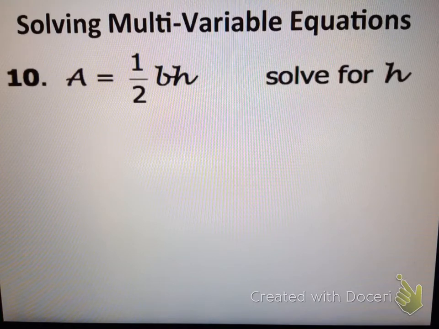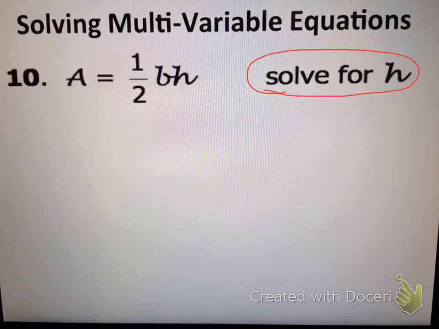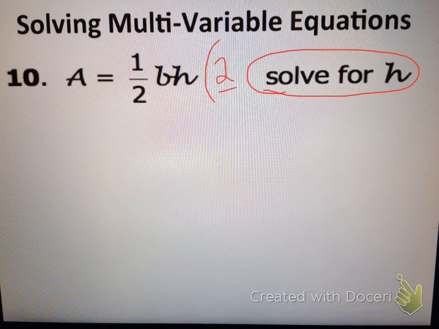Number 10 on your note sheet says that A is equal to 1/2 base times height, and we are asked to solve for h. So we want to try to get h by itself. I'm going to go back one slide real quick. We're going to think backwards PEMDAS, but the second hint says to remove fractions by multiplying by the reciprocal. So with this 1/2, we're going to multiply on both sides by 2 over 1 to get rid of our fraction.